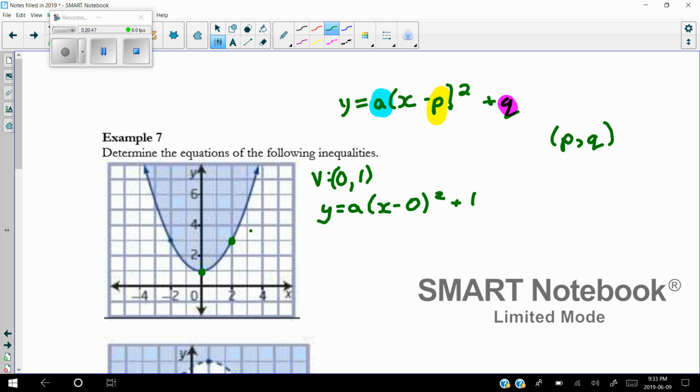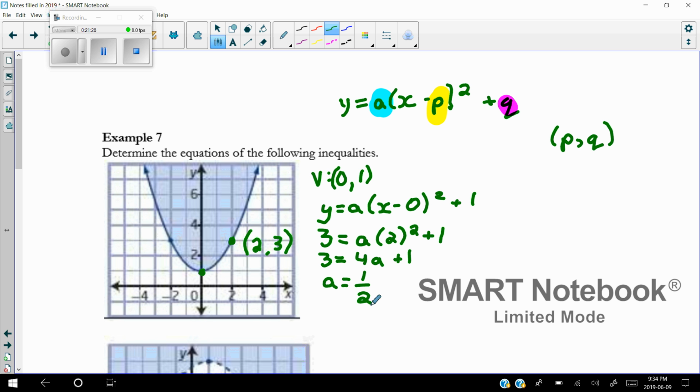I like this point right here. It is (2, 3). And I'm going to take that and put the 3 in for y. And I'm going to put the 2 in, oh, not for a. We don't know what a is yet. I'm going to put the 2 in for x. And I am going to solve for a. So I get 3 equals 4a plus 1. Subtract 1 from both sides and divide by 4. And I get a equals 1/2. Okay, now I can go back and write my inequality.